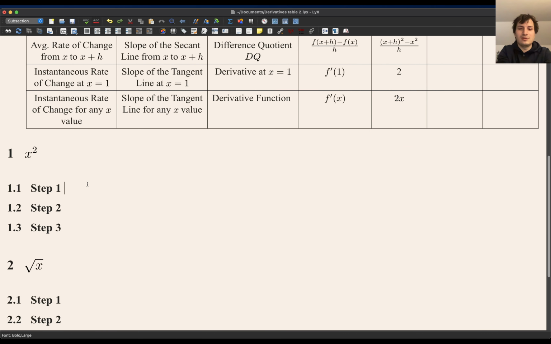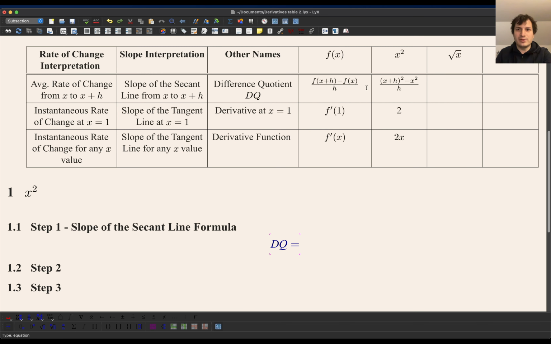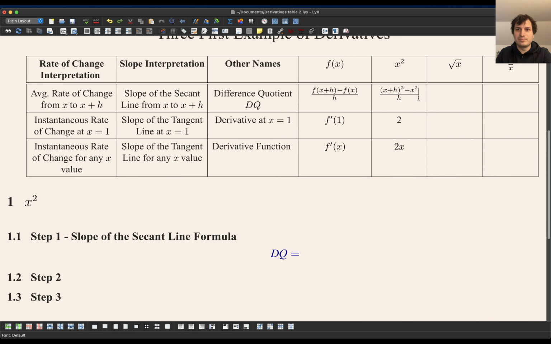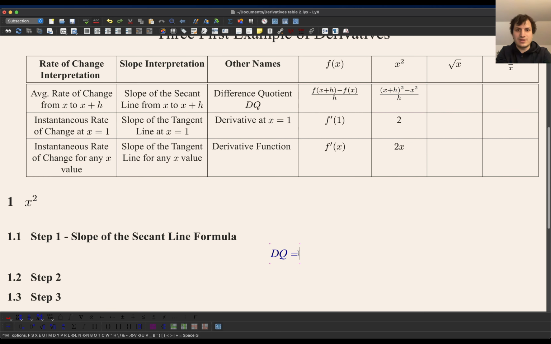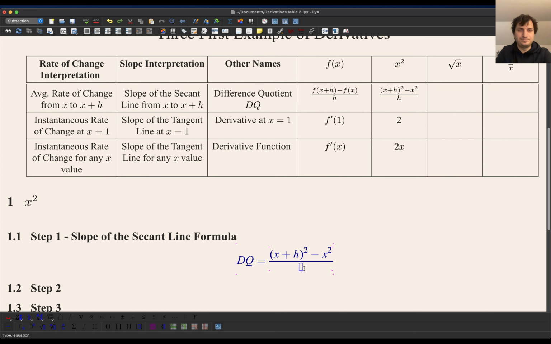So step 1, this is the slope of the secant line. And it's always this rise over run formula. This rise over run formula always works. And in our case, it looks like this: x plus h squared minus x squared, divided by h. And that formula will always work.